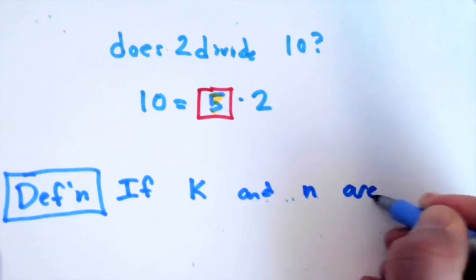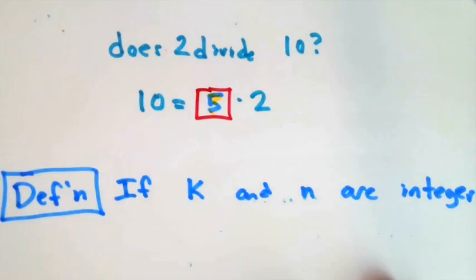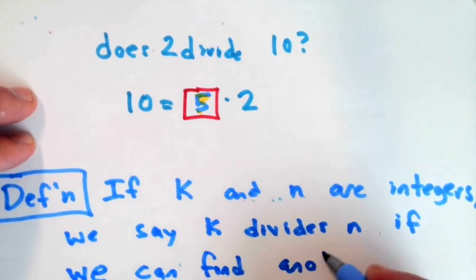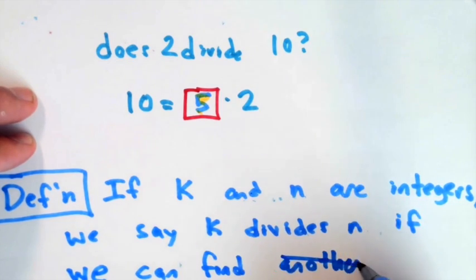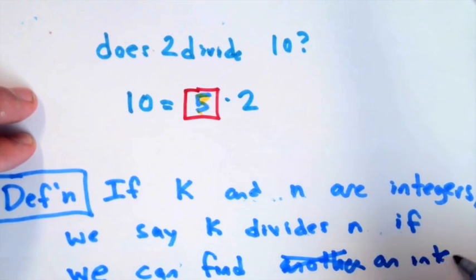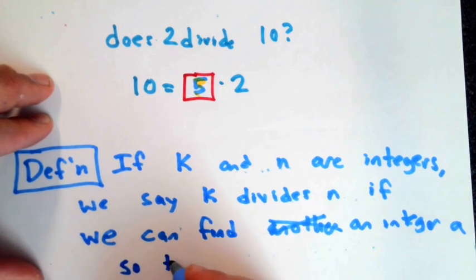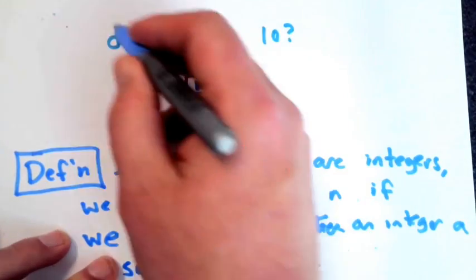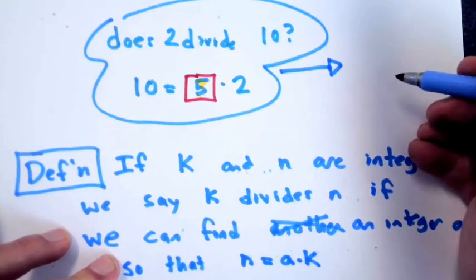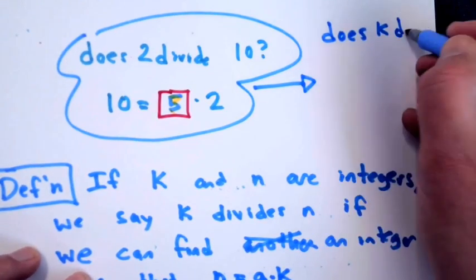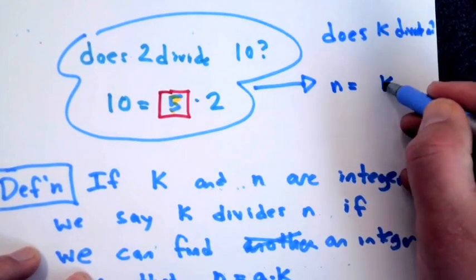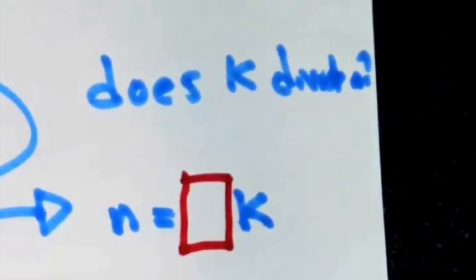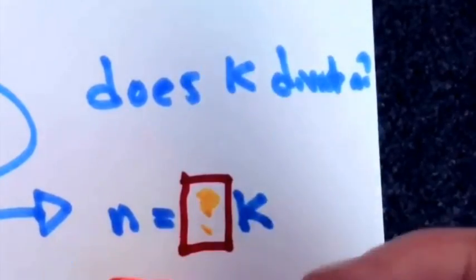So if k and n are integers, numbers without any decimal part, then we say k divides n if we can find another integer. It may be different, or it may be the same as one of them. So let's just say we can find an integer a so that n is equal to a times k. In other words, just like this 2 divides 10 thing, you're treating this as an arbitrary thing. You're saying, does k divide n? You have n over here, k over here. And the question is, can you find an integer value that you could plug in to multiply k by that will give you the output n you're looking for?